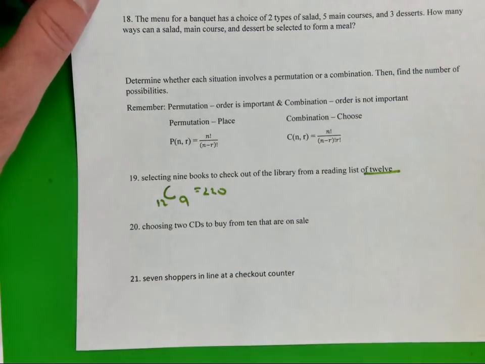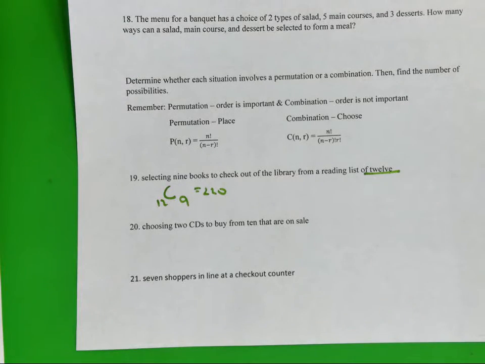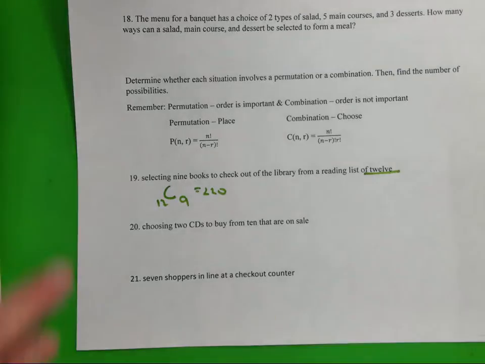All right, number 20. Choosing 2 CDs to buy from 10 on sale. Does order matter here? No, I'm choosing. Remember, permutation order is important. Combination order is not. But that's how I remember. Permutation, you're placing something. Order matters. Combination, you're just choosing. So once again, number 20 is a combination.